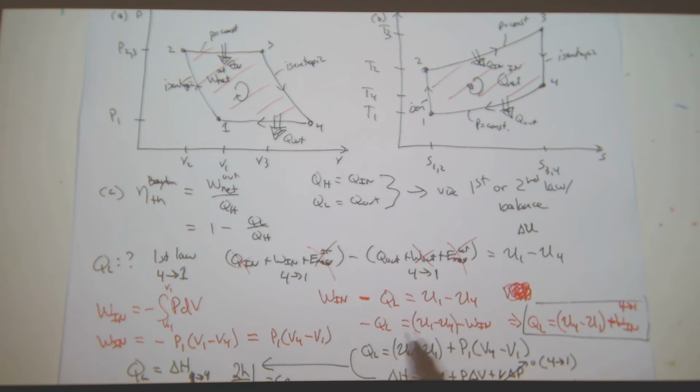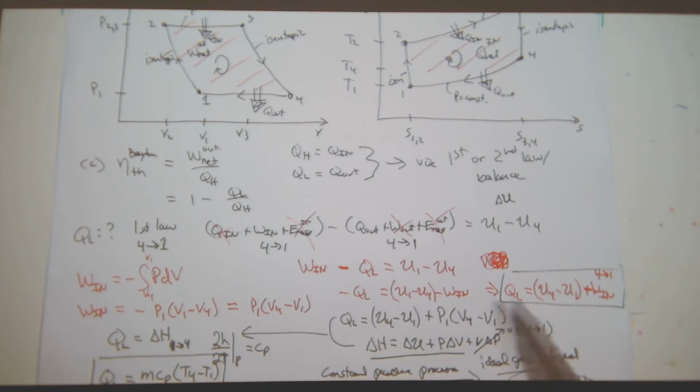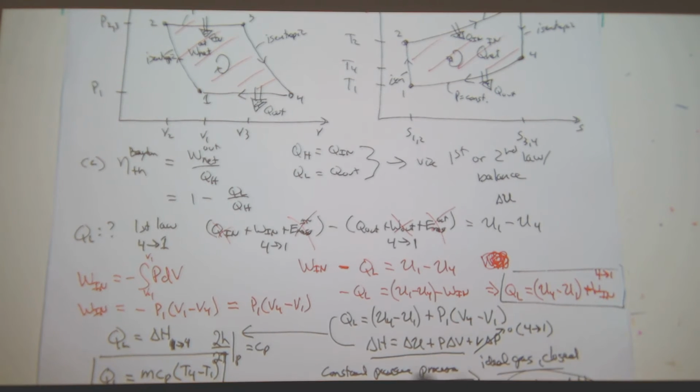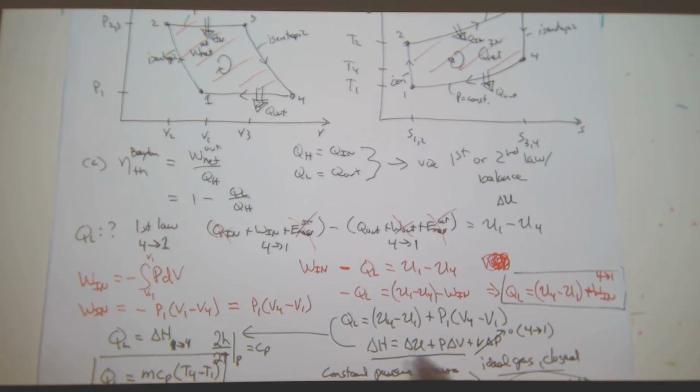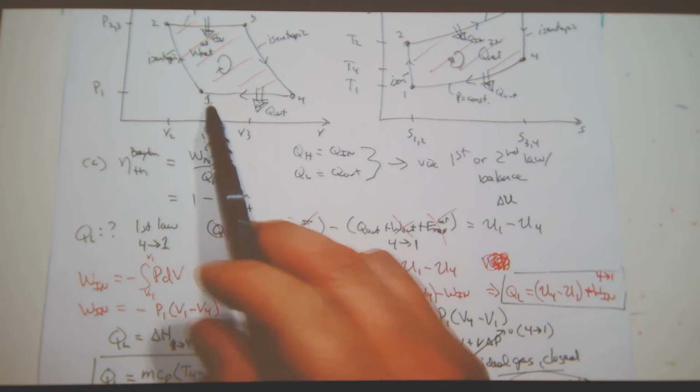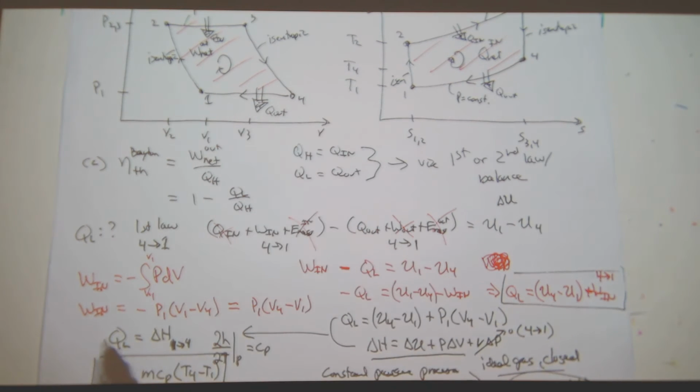Then when I rewrote this, I brought work in over to here, and then I multiplied by minus 1, and multiplying this by minus 1 puts a positive sign here. And when I did all this other stuff, because minus QL is going to be equal to delta H 4 to 1, which is the same as plus QL is equal to delta H 1 to 4.